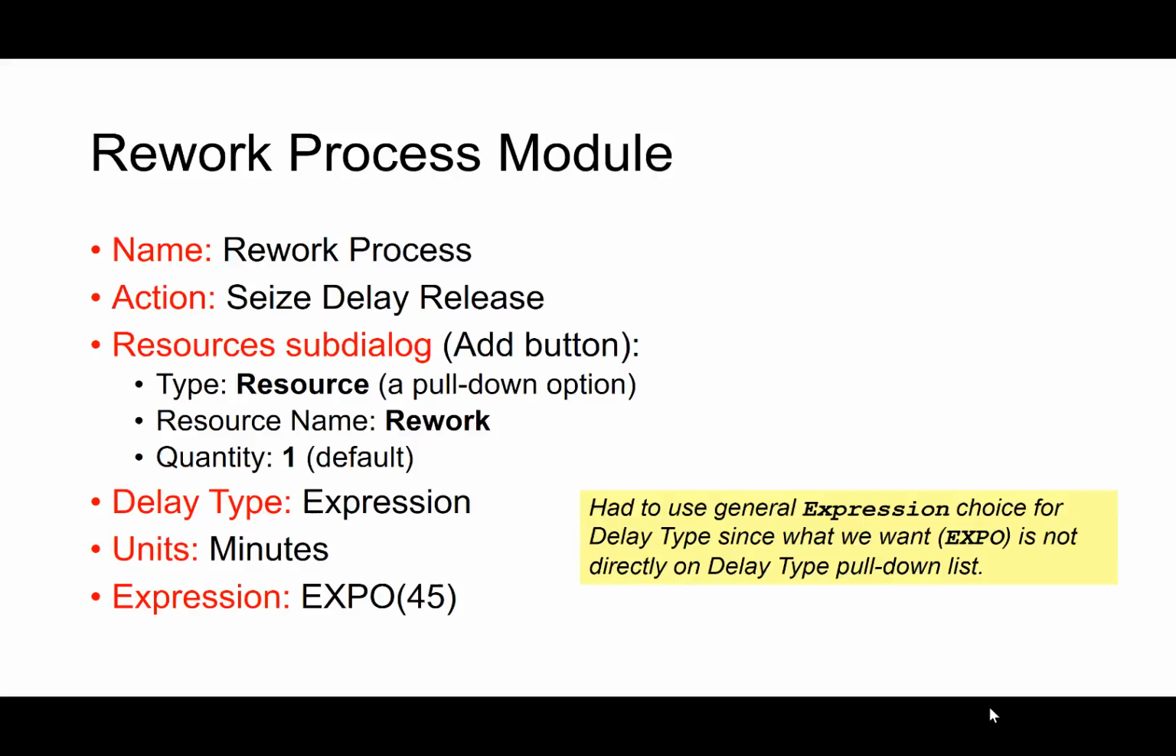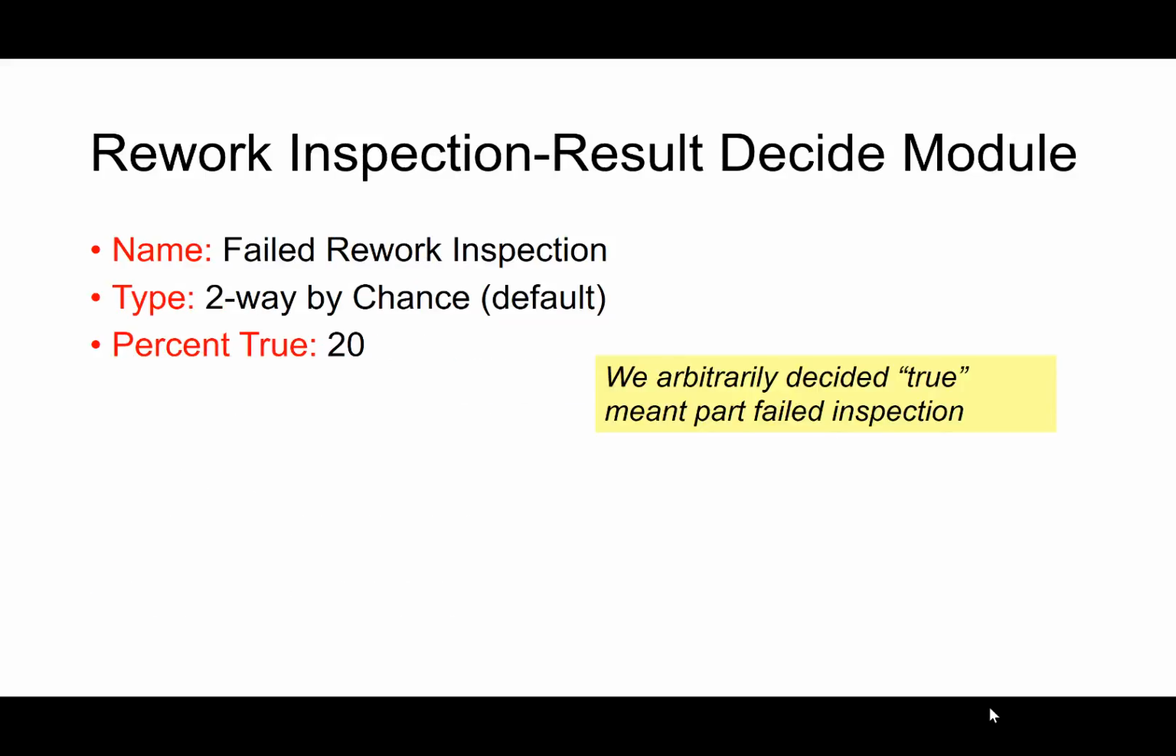The rework process module will be a rework process with an action of seize, delay, and release, and the type will also be a resource. We'll call it rework, and then a quantity of 1. It'll be an expression, delay type, units will be in minutes, and the expression will be exponential distribution of 45. All these, again, are based on the original parameters we discussed up front of the model.